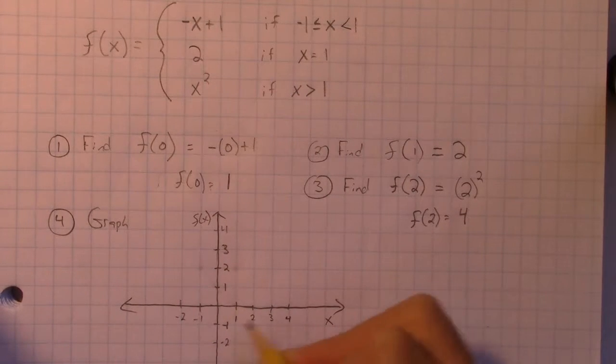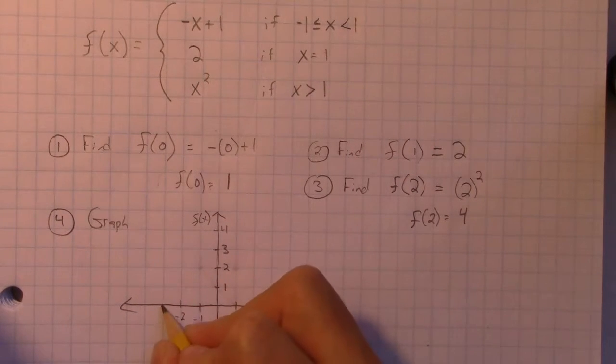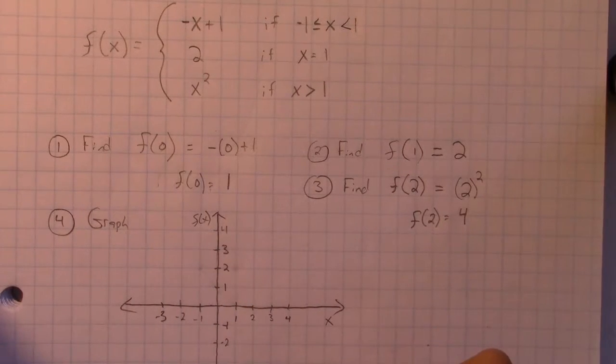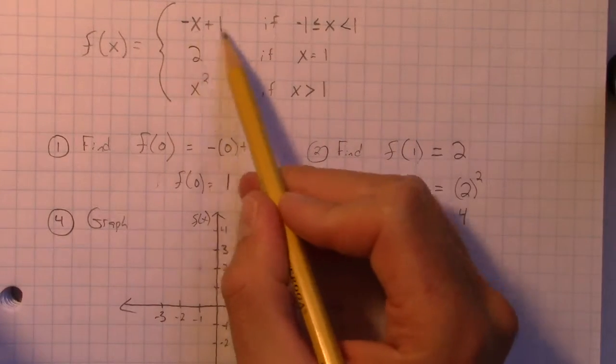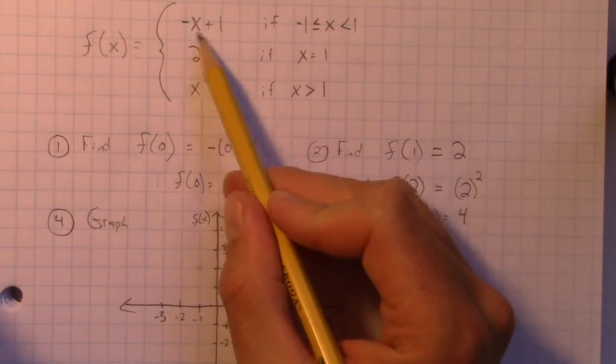So 1, 2, 3, 4. I'm counting by ones here, also in the negative direction, right? And then I want to take this piece by piece and graph it. So let's just start at the top. That makes sense. We're going to graph this one, negative x plus 1, this piece.